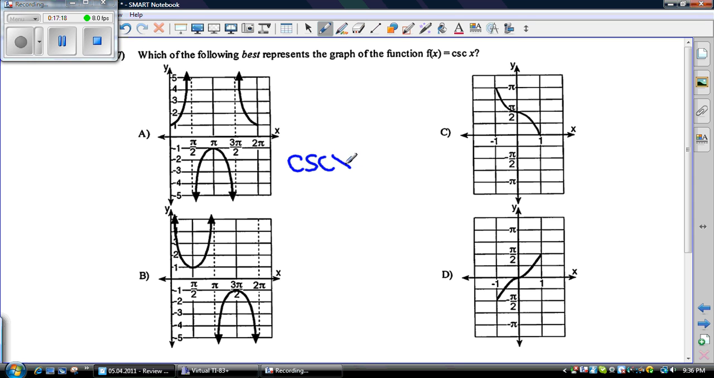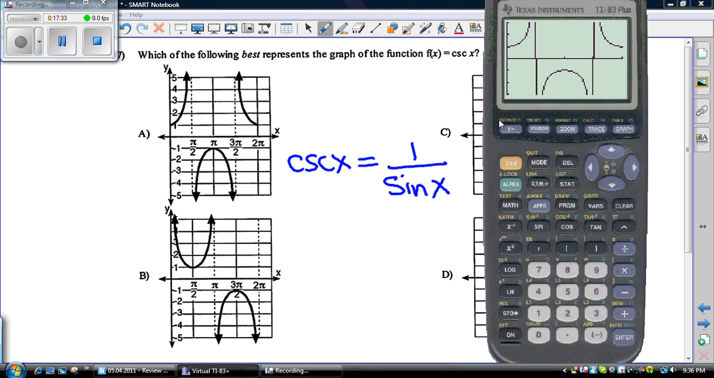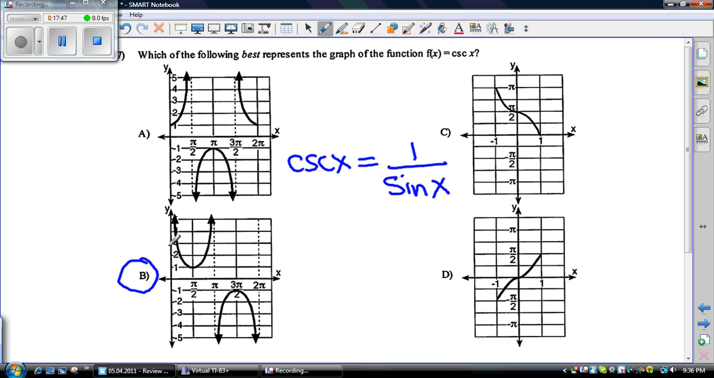Cosecant of x. I remember which ones go with which by saying no two cos go together. Like cosine goes with secant. Cosecant goes with sine. And so now I'm just going to try and plug that into my calculator. Try and graph it up. 1 divided by the sine of x. And I think it most resembles this one over here.